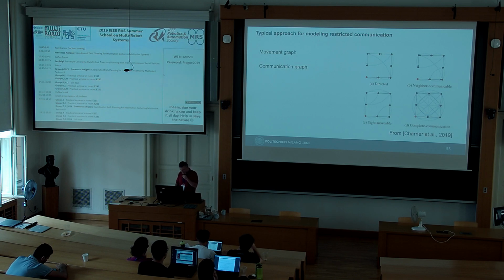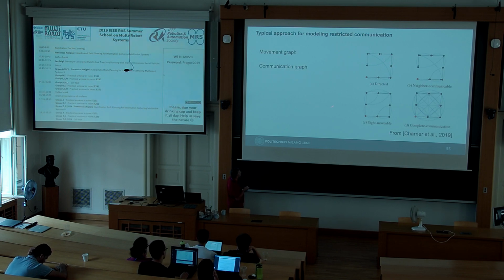Okay. How is the communication modeled, typically? It is modeled in this way. This is something that we have just seen in the first part of the class. We assume to have two graphs. One graph is the movement graph, so it is the graph that is telling where I can move.